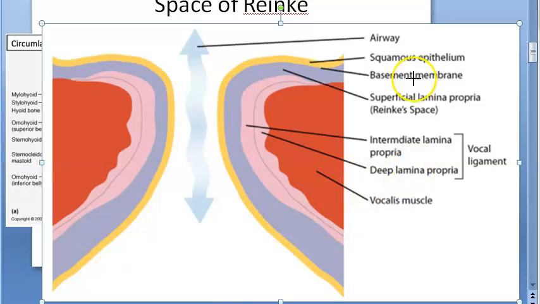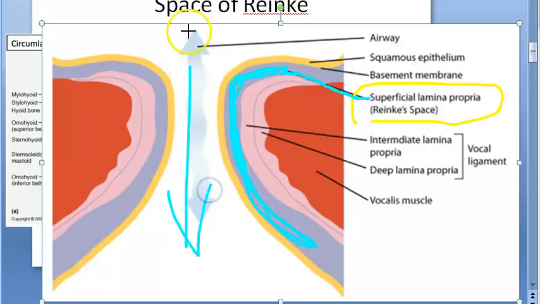So where is Reinke's space? Here. Superficial lamina propria, Reinke's space. Where is it exactly, guys? This one. Okay, so this is Reinke's space. So here if there is edema, it becomes Reinke's edema. So this is the vocal cord. They have taken the cross section of it, right? And this is the air going up and down, right? So when they have taken the cross section of this, there is Reinke's space which they have marked here.